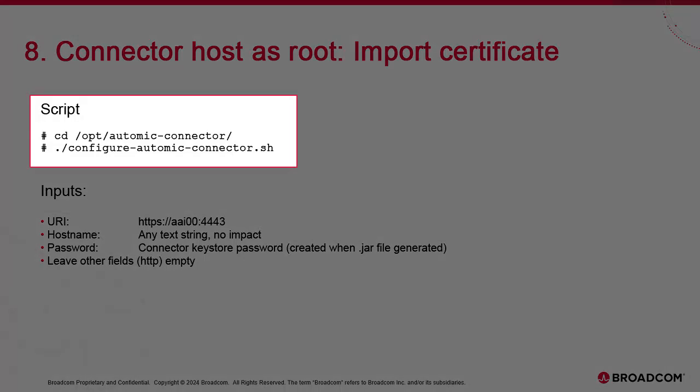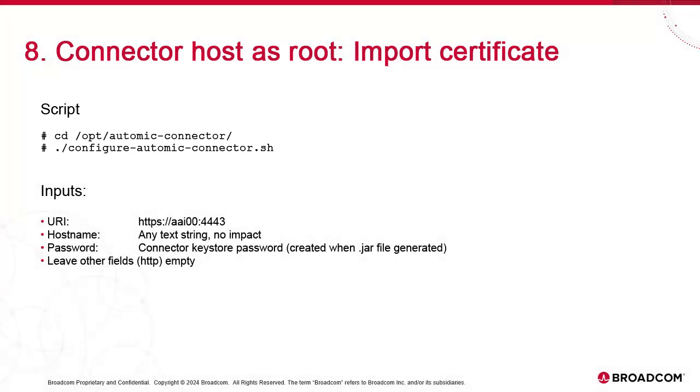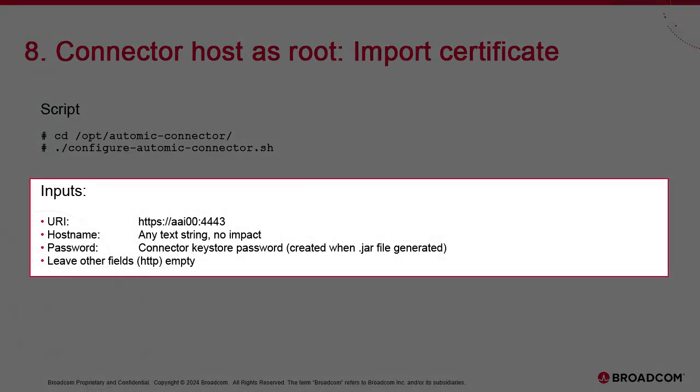We position ourselves in the main connector directory as root and execute configure-atomic-connector.sh. There are several inputs. The URI for the AAI server. It should be HTTPS, the host name, and the 4443 port, which is found in standalone.xml on the AAI host. A host name. The host name can be any string. It does not affect connectivity. We recommend using the connector host name since this is added to configuration files in the database for information purposes.